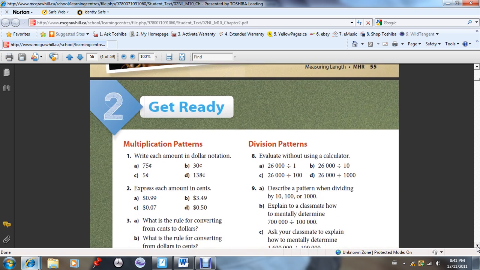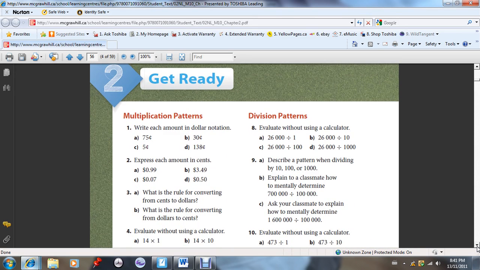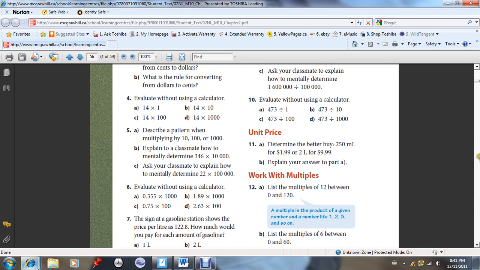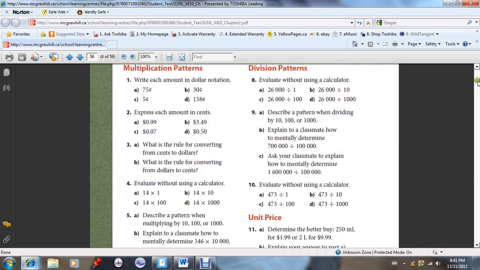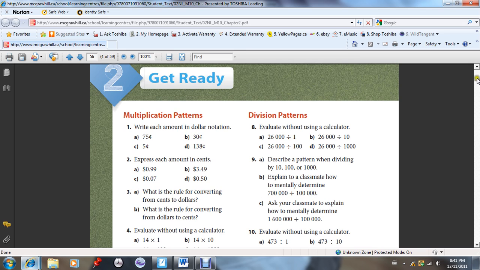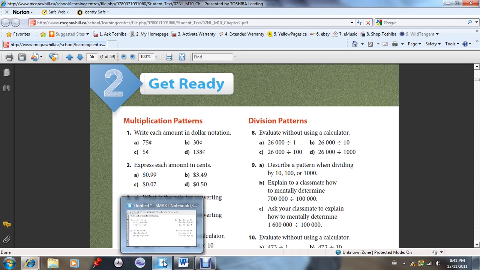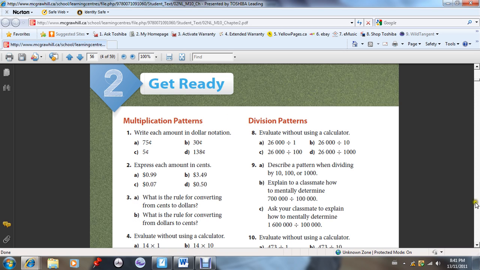Now, boys and girlies, before you get on to GO, I want you to look at this Get Ready section. What we have in here are multiplication patterns, division patterns, unit price, work with multiples, and different topics of that nature. This is just meant to get you ready for the different things that you're going to see throughout this unit.